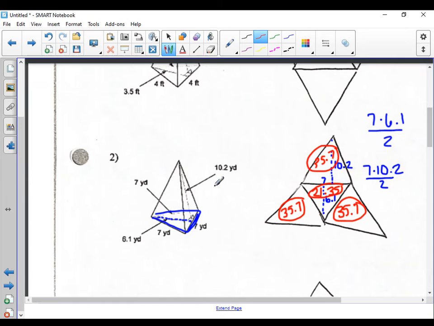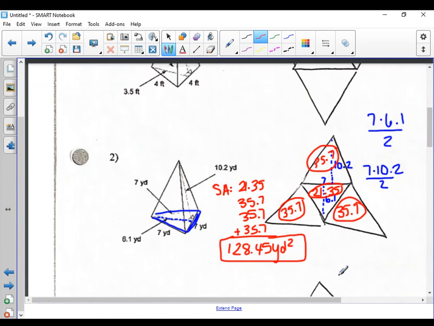So now to find the surface area, I just have to add everything up that I circled. 21.35 was that bottom triangle, and then I add 35.7 3 different times. So when I add all of that up in my calculator, I get a big number, 128.45. It is yards this time, so it would be yards squared. And that's the surface area of this triangle.